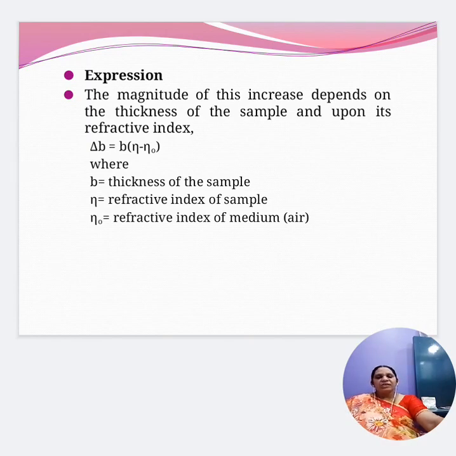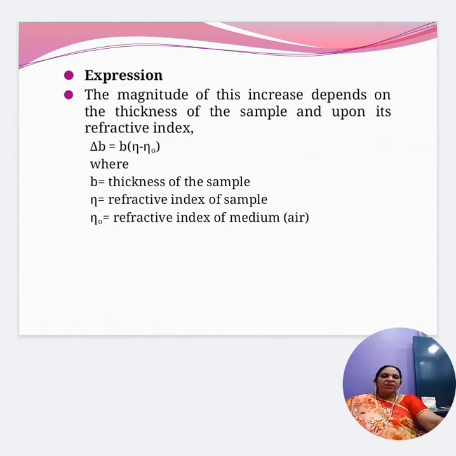You know the thickness of the sample. You know the value of the refractive index of air. You can calculate the value of the refractive index of the unknown sample. This is how this interferometer is used to determine the refractive index of substances. So what happens when a sample of thickness B is placed in the pathway?